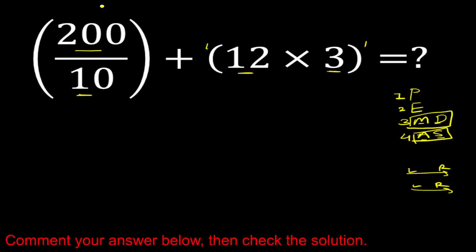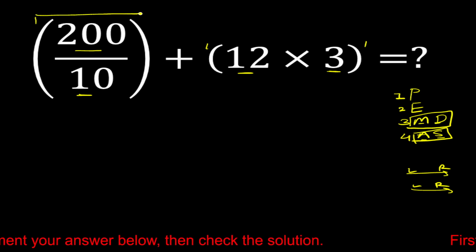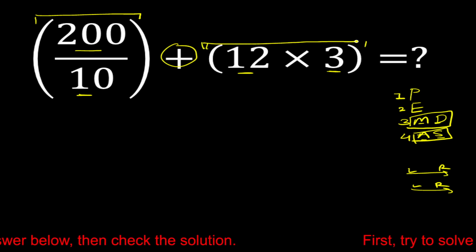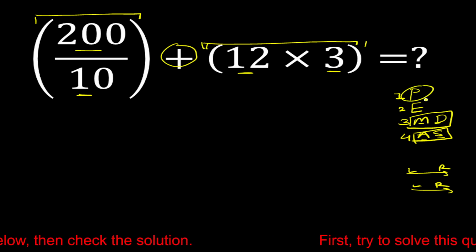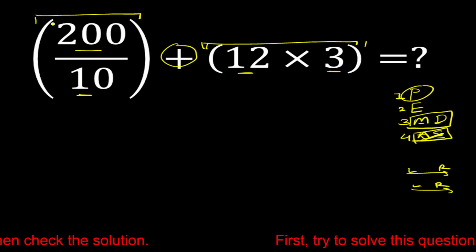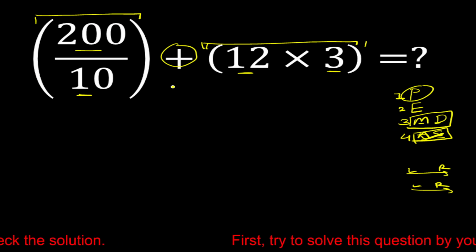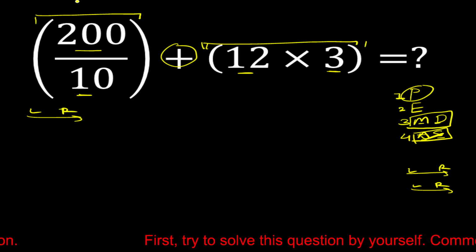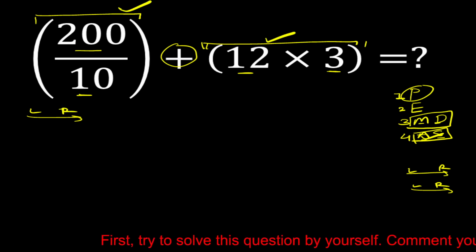Okay. So in this question, here we have one parenthesis, one addition, and another parenthesis. So first priority is parenthesis, then we have to solve addition. But here we have two parentheses, both have equal priority, so we have to solve it from left to right. So first we have to solve this parenthesis, then we have to solve this parenthesis.